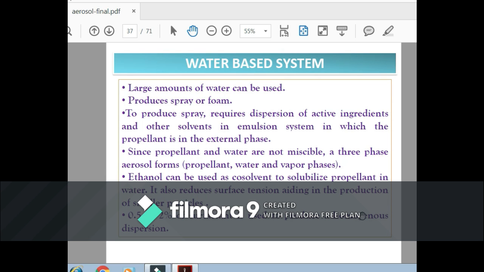Then the water-based system. Generally in case of water-based system we are using a large amount of water, and it sometimes produces a spray, or sometimes it may produce foam. Generally we are also using a surface active agent in the concentration of 0.5 to 2%, and your drug. Generally in case of water-based system, it may have three phases.